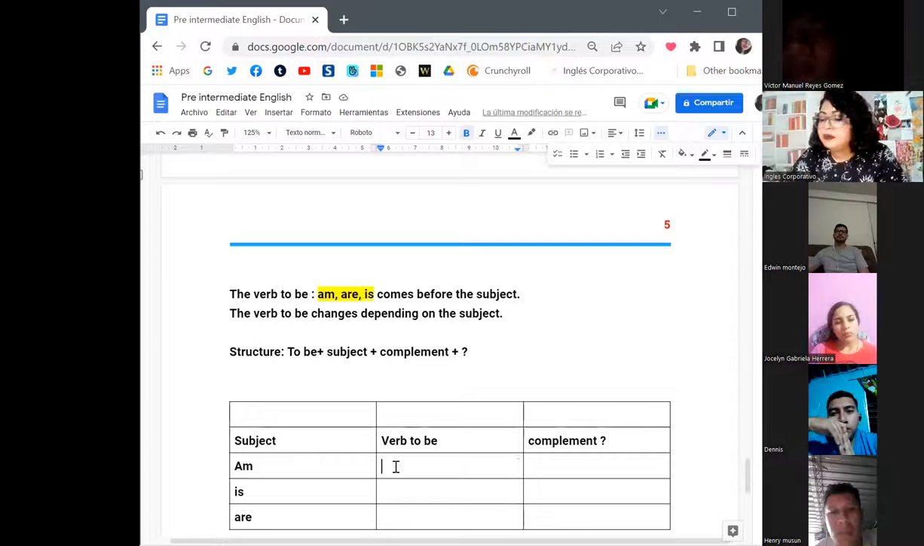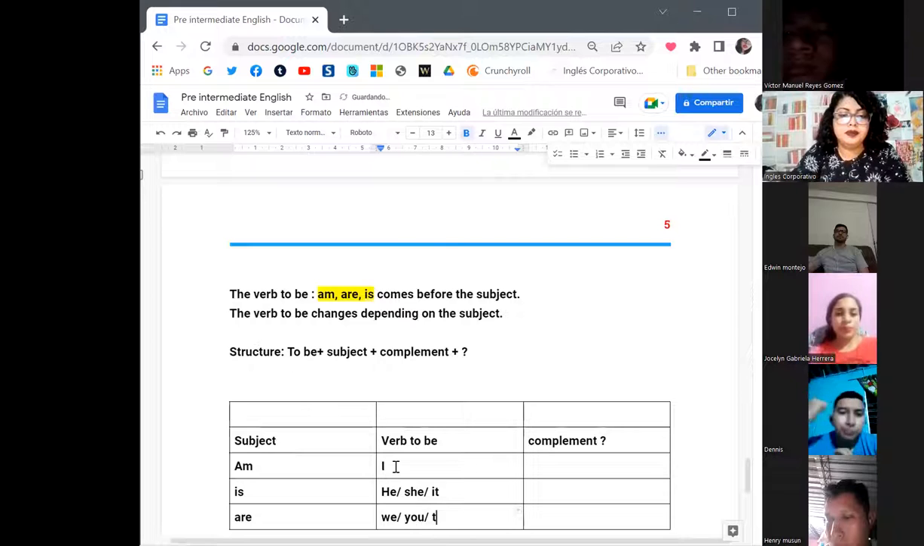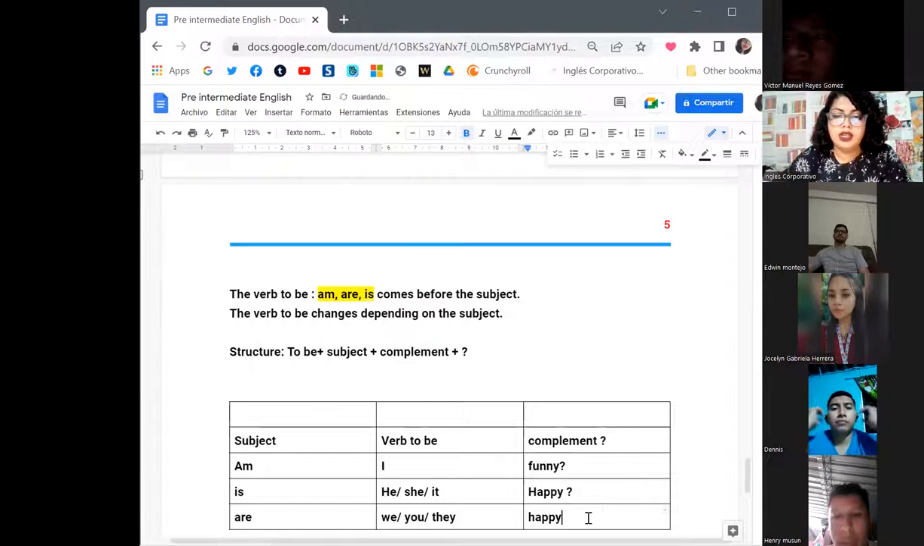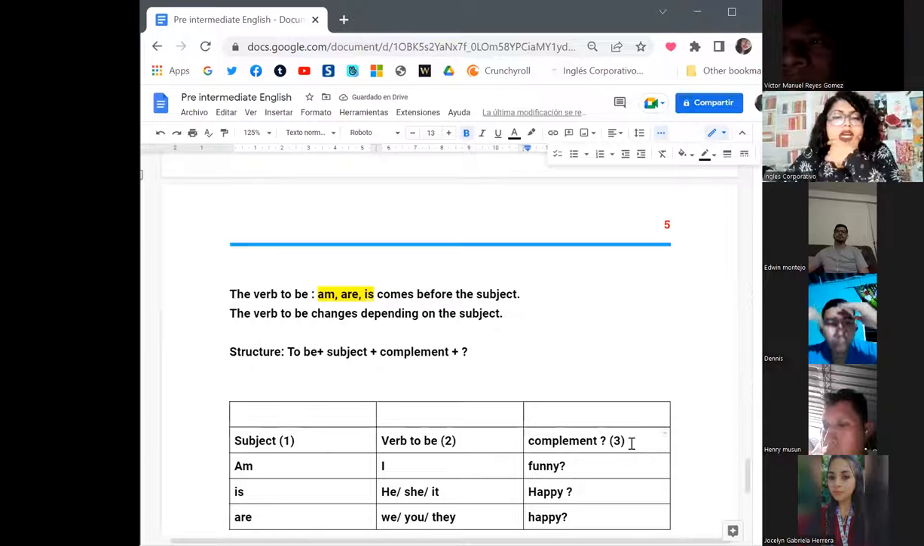So, in this case, we have I, you, I mean, he, she, it. And then we, you, they. And we have the complements. And it says funny, happy, and happy again. We're going to add this and this and this. Okay, so I'm going to see something here. Number one, number two, and number three. So, tenemos las categorías, subject, verb to be, and complement.